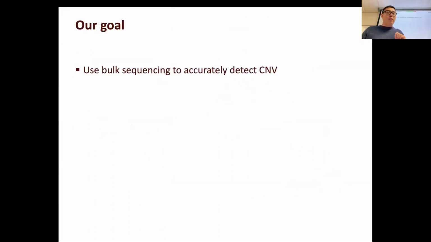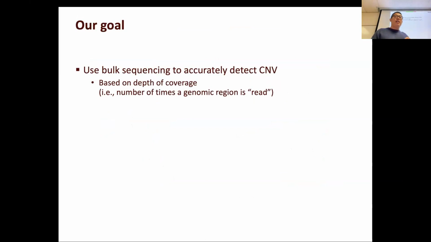So basically, what we want to do is just use the number of reads to detect the copy numbers. Intuitively, how do you understand this? We just want to use the number of times a region is read as an analogy of how many copies there are, okay? But the problem, like I said before, is that there are a lot of biases.